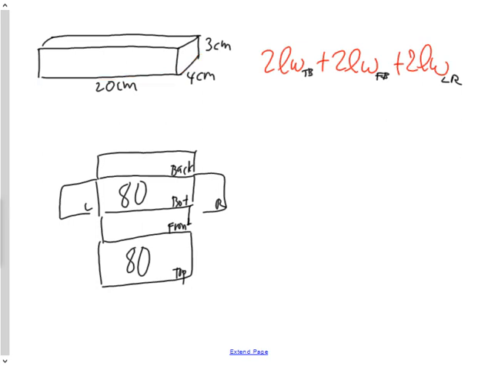When I think about the front, it is going to be a 20 by 3 rectangle. A 20 by 3 is 60, so we're going to put a 60 in for the front, and its matching face will be the back, which is 60.